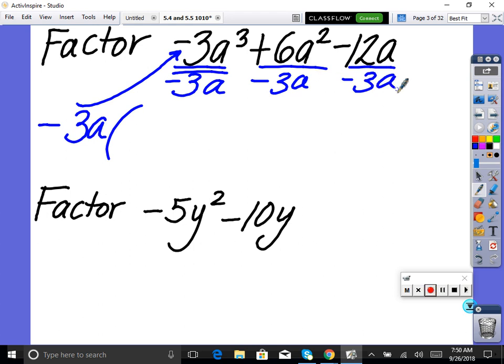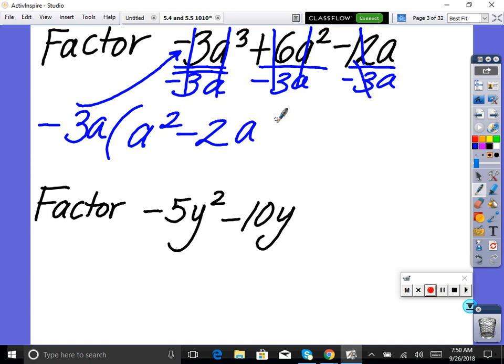So then left in our parentheses, negative 3 and negative 3 divide out. A cubed and a divide out to be a squared. Positive 6 divides by negative 3 and becomes negative 2. A squared and a divide out to be a. Negative 12 divided by negative 3 is positive 4, right? And then the a's are gone.